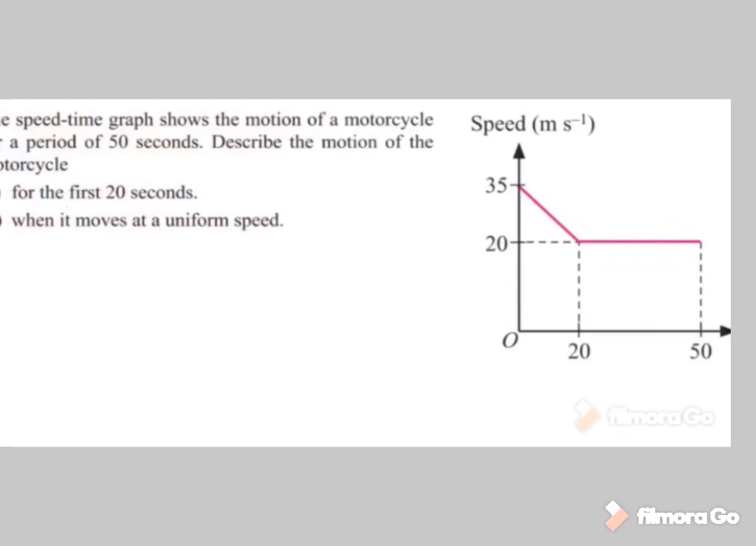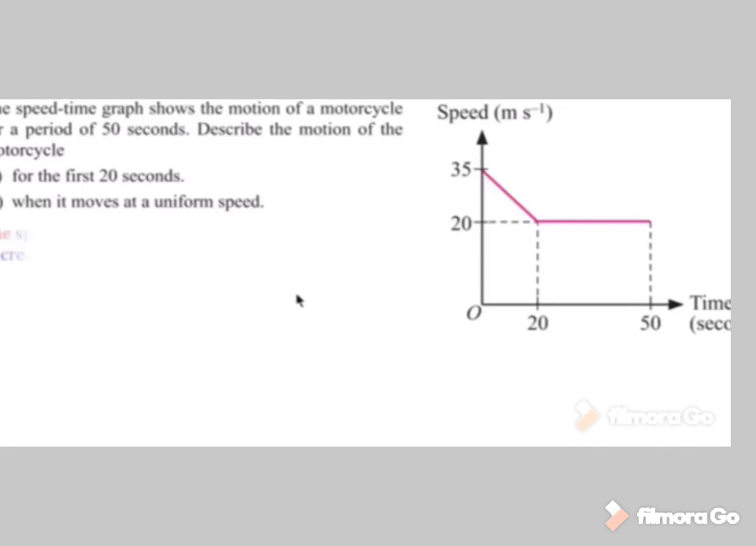Let's discuss question number 1. The speed time graph shows the motion of a motorcycle for a period of 50 seconds. Describe the motion of the motorcycle for the first 20 seconds. The speed of the motorcycle decreases from 35 meters per second to 20 meters per second in 20 seconds.